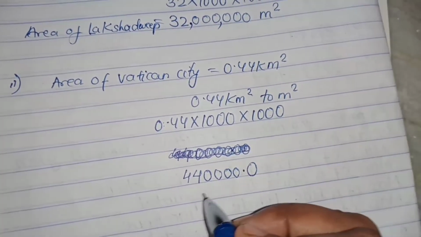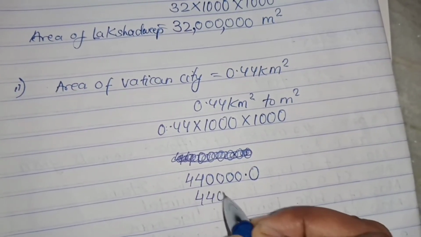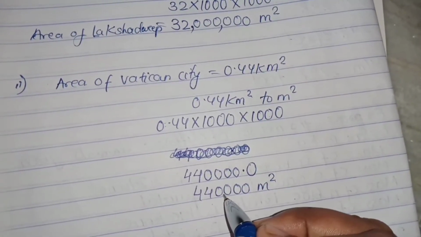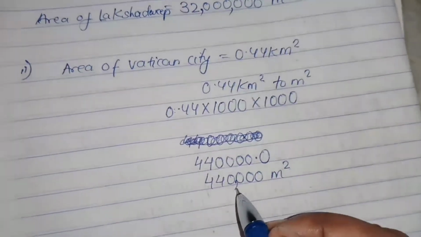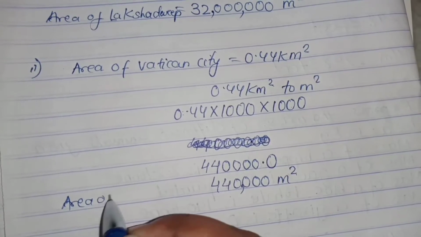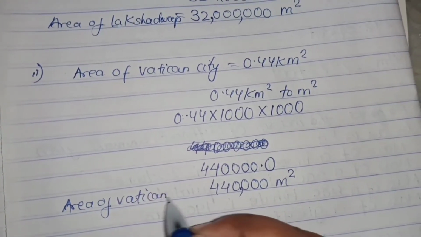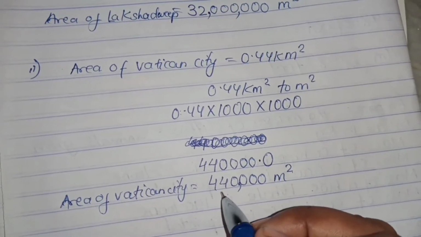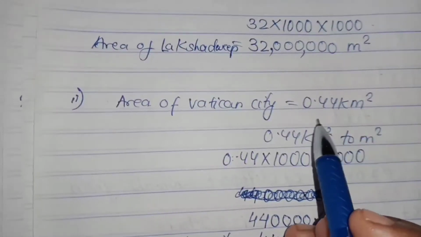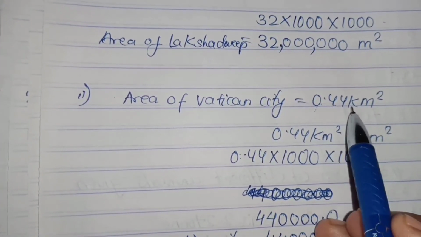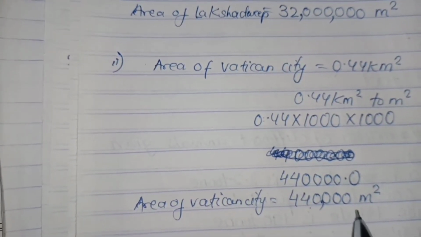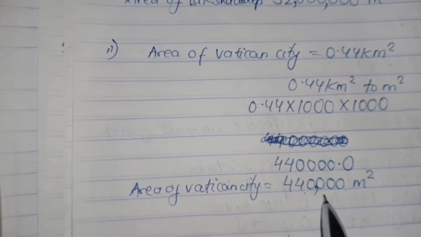So no need to put this point 0. Just remove that point 0. Then it is meter square. Put the comma also. It is in the form of the international system. I have put the comma, don't get confused. So area of Vatican City is equal to, how much is it? 440,000 meter square. In kilometer how much is it? 0.44 kilometer square, and in meter square, 440,000 meter square. I have written it in the international system.